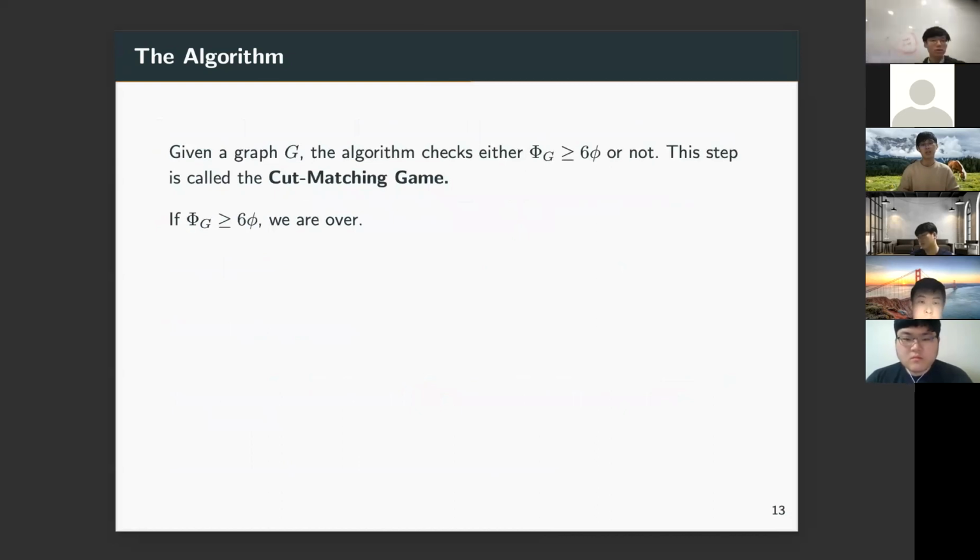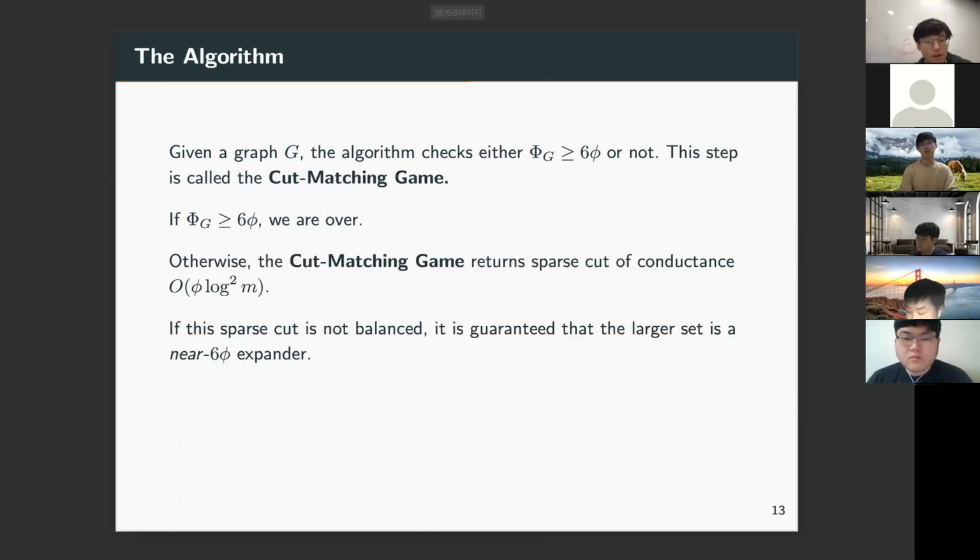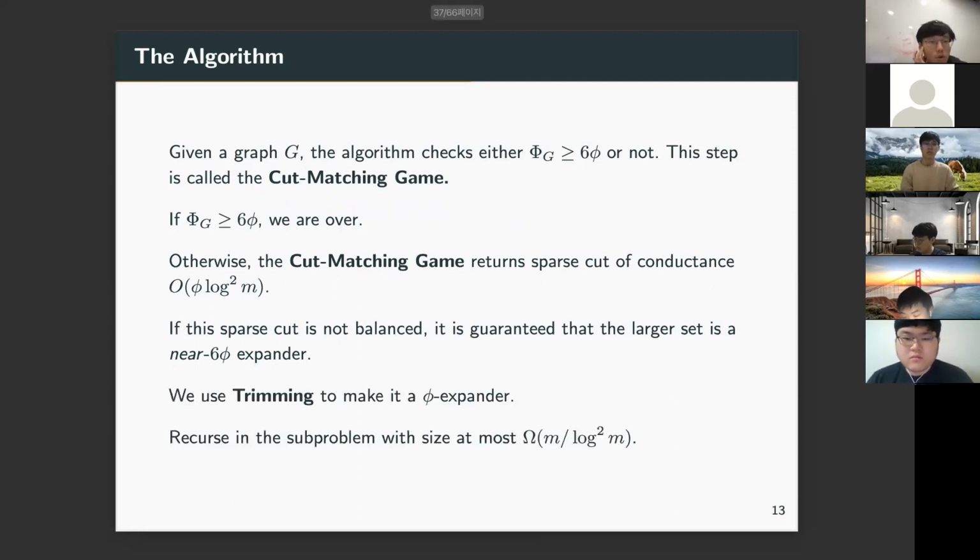So we get back to the real algorithm definition. Given a graph, we check whether phi of G is greater than 6 phi or not. This is called the matching game. If it is, then we find an expander, because if it is greater than 6 phi, then it's obviously greater than phi. So we're over. Otherwise, we have a sparse cut. And if it is not balanced, then the larger set is a near 6 phi expander. So we use the trimming to make it a phi expander. And yeah, we recurse on the subproblem with size at most m divided by log square m.